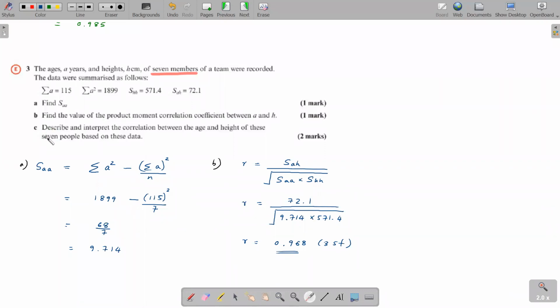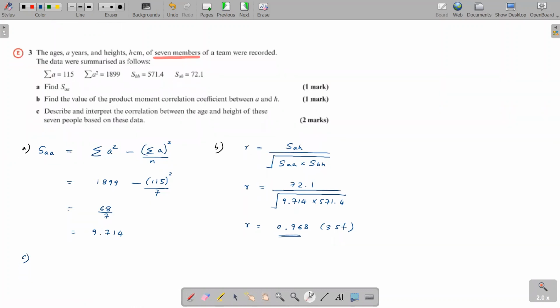Then guys, part c: describe and interpret the correlation between the age and height of these 7 people based on this data. Now you can see it's 2 marks, guys, so you have to give an answer appropriate for 2 marks. How is that? Number one, when you consider this answer, we can quite clearly see that your r value, 0.968, is quite close to 1. Do you agree? So you can see there is a strong positive correlation, but that's not enough, guys.